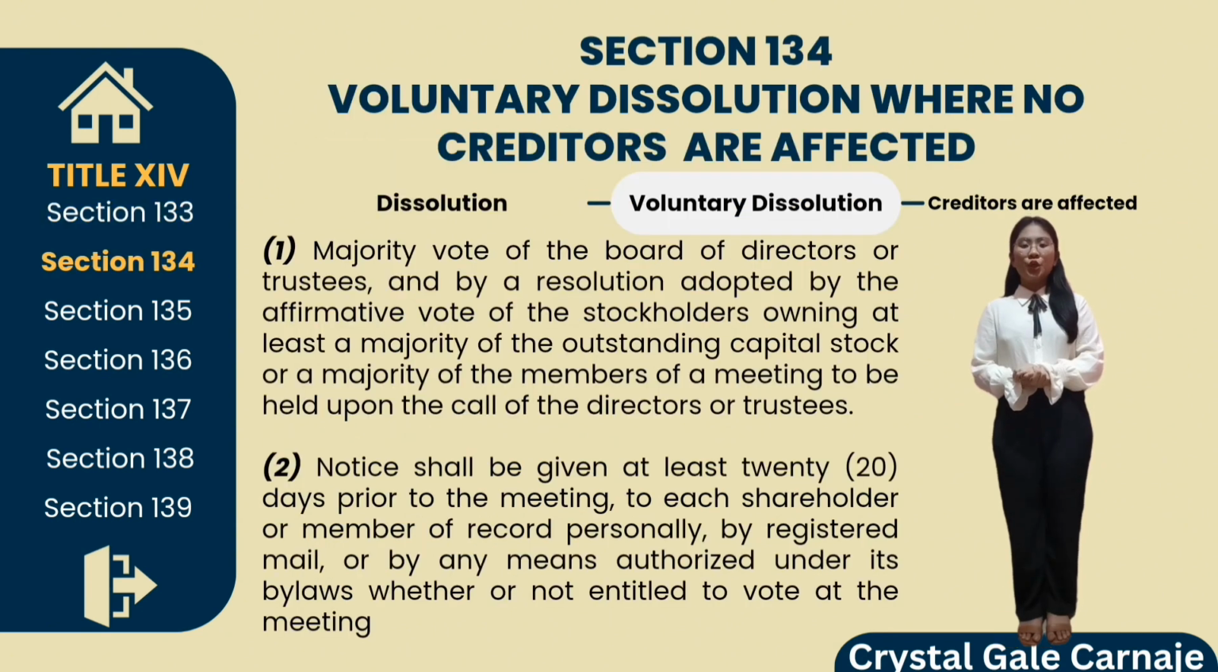Section 134, Voluntary Dissolution where no creditors are affected. This section of the law states the voluntary dissolution of a corporation in which no creditors are affected. The dissolution may take effect when the requisites are followed. The resolution for the dissolution of the corporation must be approved by a majority vote of the board of directors or trustees, and a majority of the outstanding capital stock or of the voting and non-voting members.